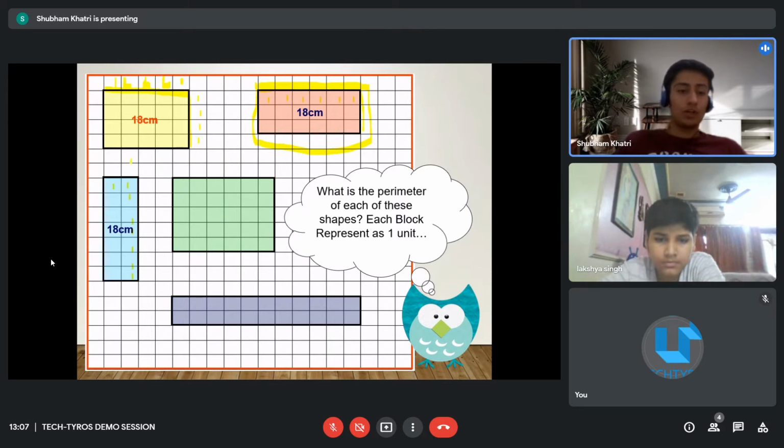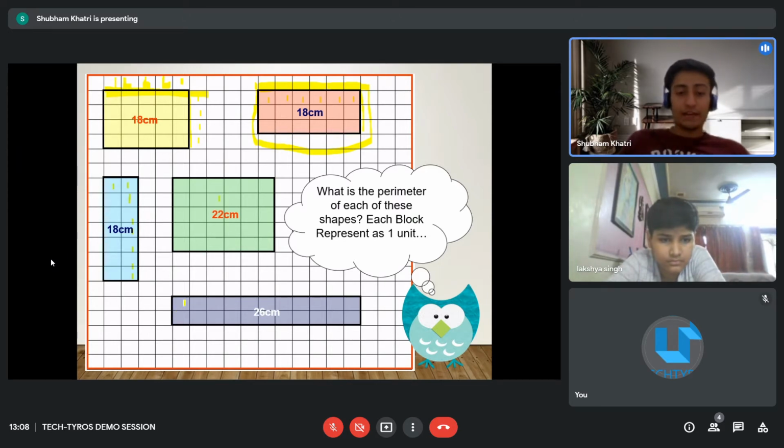Like if you want a rope around this column, a similar 18 centimeter rope will be enough to go around this, to fence this and to fence this. Let's see this one. This is a big square, so it will be 22 centimeter.